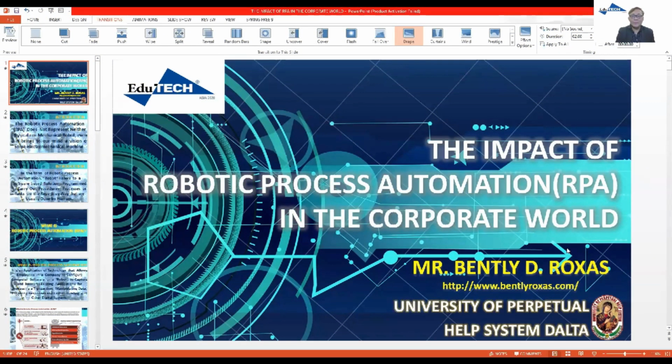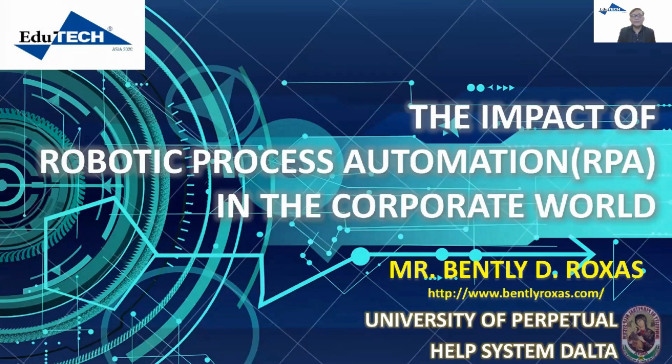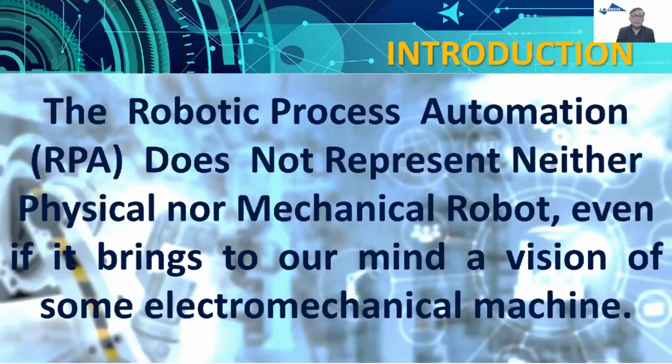Okay, we are now here on my presentation. The impact of robotic process automation in the corporate world. Our introduction: robotic process automation, or RPA, does not represent a physical or mechanical robot. It brings to our mind a vision of some electromechanical machine. As we all know, when we talk about robots, we're talking about physical hardware, right? So in this case, we are not talking about the hardware.